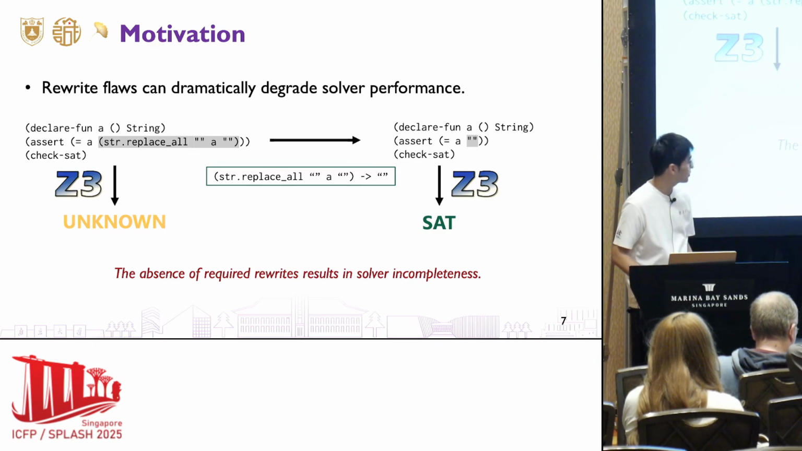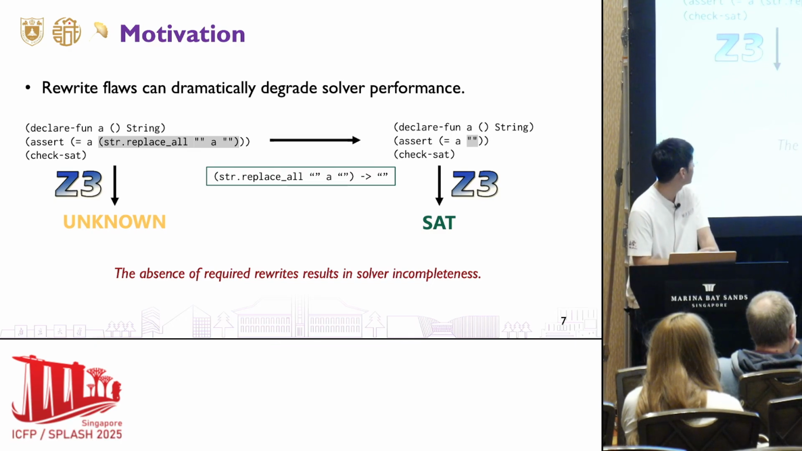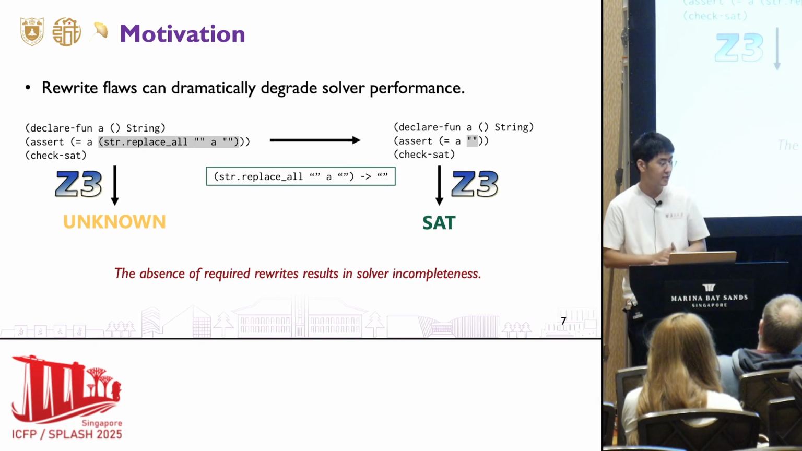Here is an example. This formula on the left looks very simple, right? But surprisingly, these three solvers report unknown for it, meaning they cannot decide whether the formula is satisfiable or not.